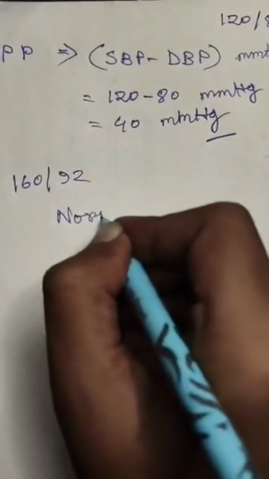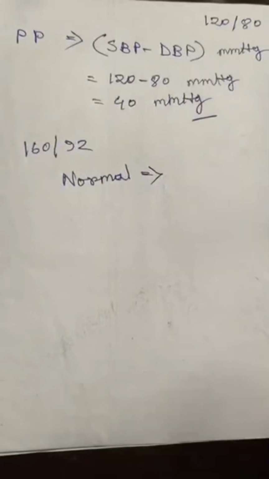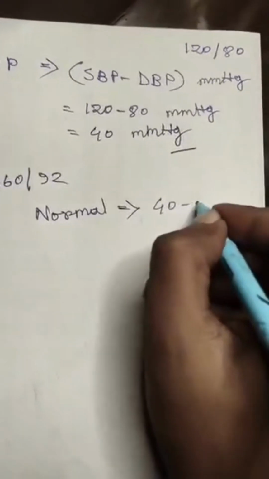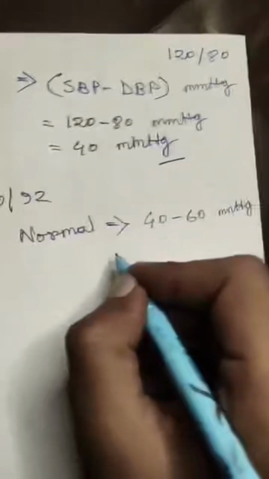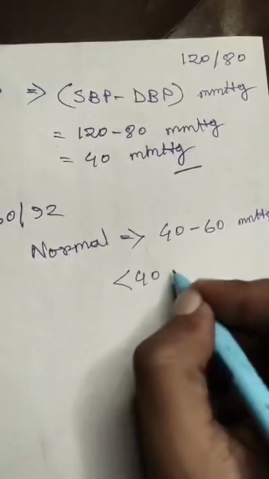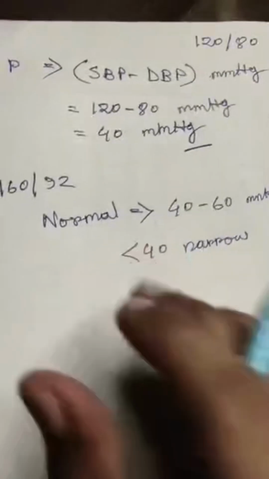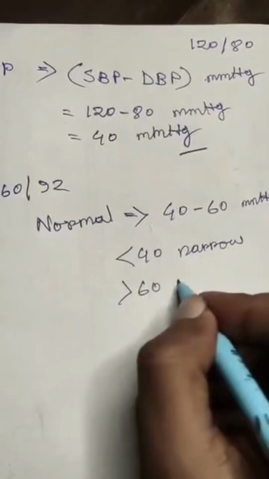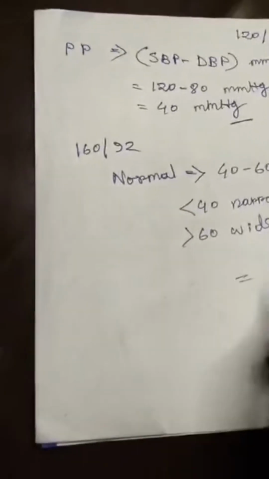Okay, so what is the normal range? The normal range is 40 to 60 mm of Hg. If it is less than 40, it is a narrow pulse pressure, and if it is more than 60, it is a wide pulse pressure. So this is the pulse pressure.